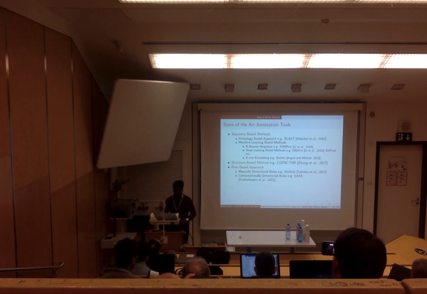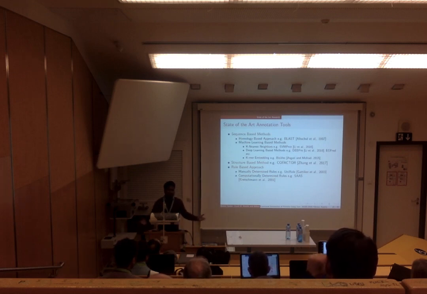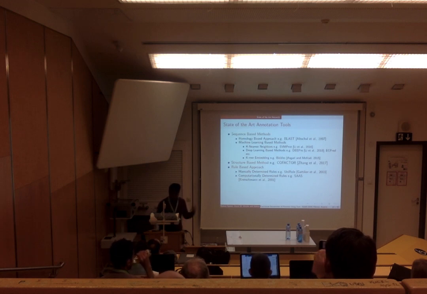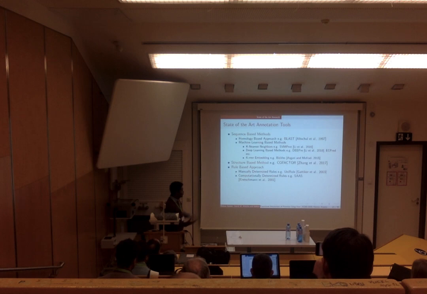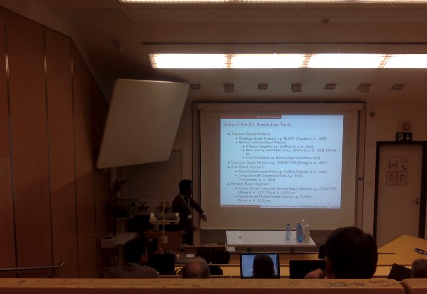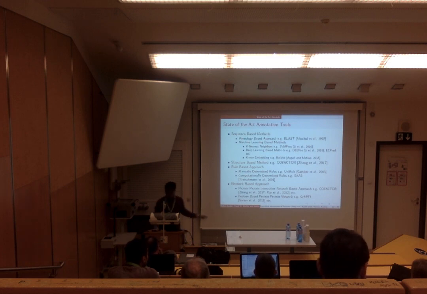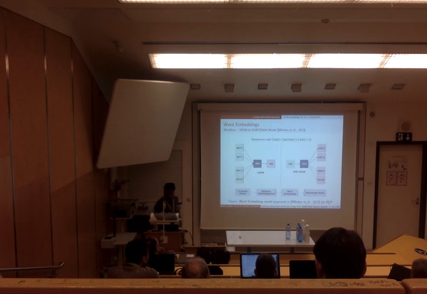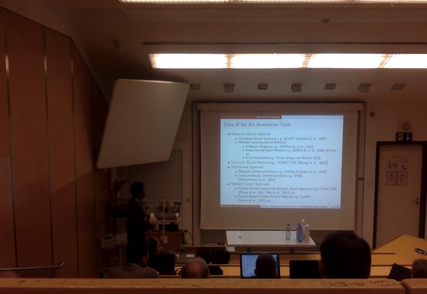UniRule works with manually defined rules, so they need to define the rules manually. And there is the computational version of UniRule, which is SAS, which uses decision trees. There are network-based approaches, which use protein-protein interaction networks, or COFACTOR, or some feature-based protein network, for example GraphGO, which is by the way authored by me. So this is basically a rough idea of what's happening. We can go into more detail later if some of you are interested.